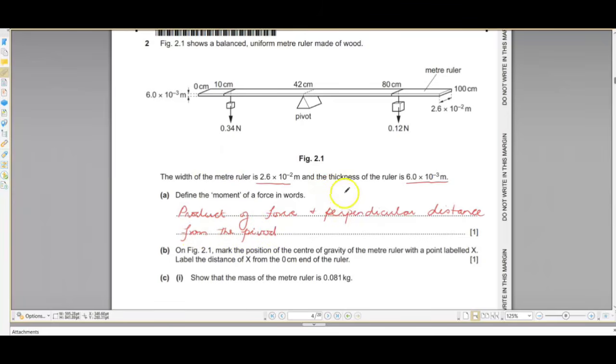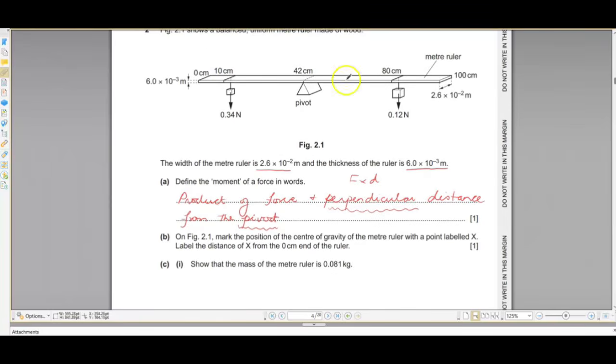Since moment we write as force into distance, this can be used to write its definition. But over here, perpendicular distance is very important. You just can't write distance. It has to be perpendicular distance, and then you have to write from where? From the pivot. Okay? If you don't write these two words, these were the keywords I was talking about earlier, then your definition is not going to be complete and you are not going to get the full 1 mark for this. So be careful with all of it.